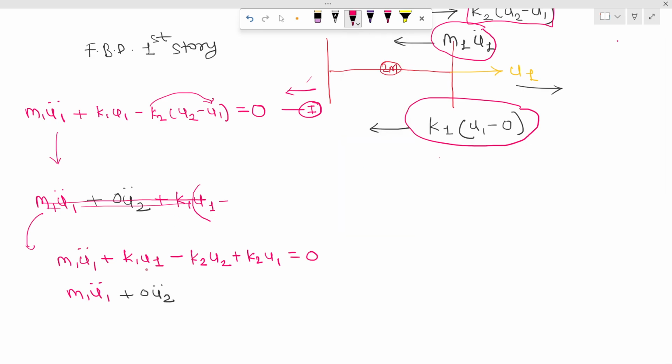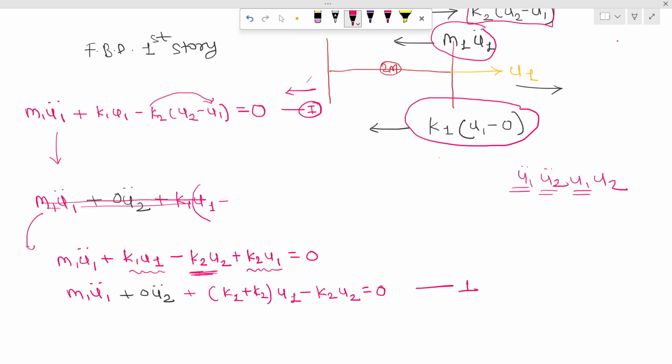Next, I will write the U1 term. So my sequence will be U1 double dot, U2 double dot, U1, U2. Now U1 double dot I have written, U2 double dot is 0. Now I will write the U1 term. Here you can see this is the U1 term, and here it is the U1 term. So I can write plus K1 plus K2 U1. And now there is a K2 term, so minus K2 U2 equal to 0. So this is my first equation. I have slightly modified this equation.